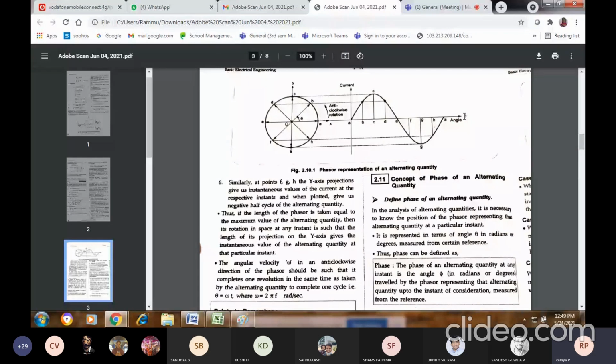But when you are calculating in the calculator, you should make sure that if you are using a sine component in terms of radians, please use the radians mode. And if it is in degrees, please use the degree mode. Sine 45 degree, then you can use degree mode only.